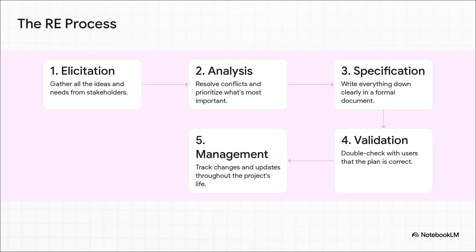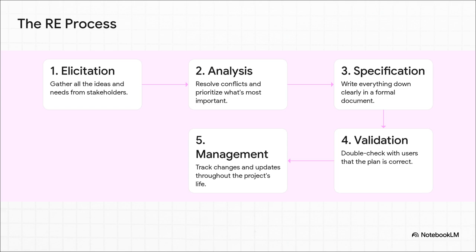This process has 5 main stages. It all kicks off with elicitation, which is really just a fancy word for gathering every single idea and need from everyone involved. Then comes analysis. This is where you untangle all those ideas, sort out the conflicts, and figure out what's most important. After that, you write it all down in the specification. You get it validated to make sure it's correct, and finally, you manage it over time to handle any changes that pop up.